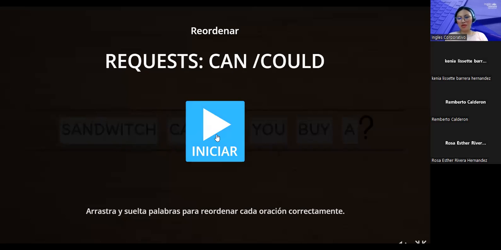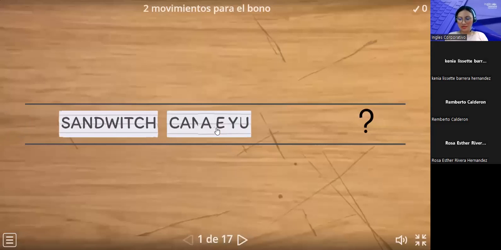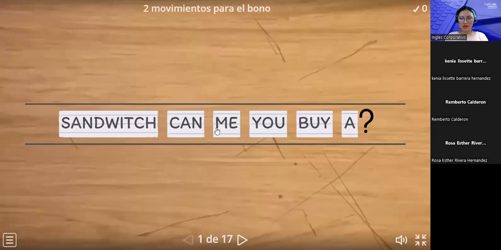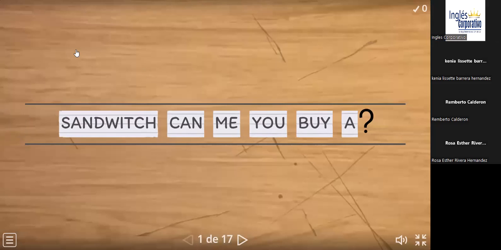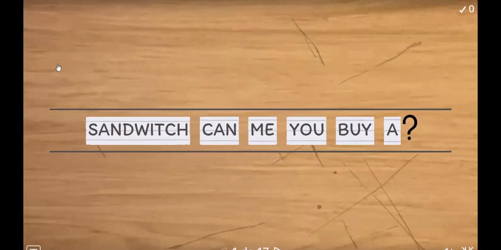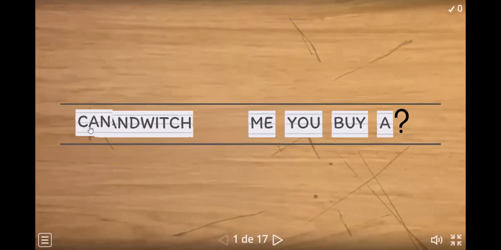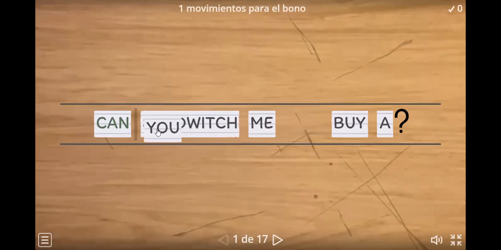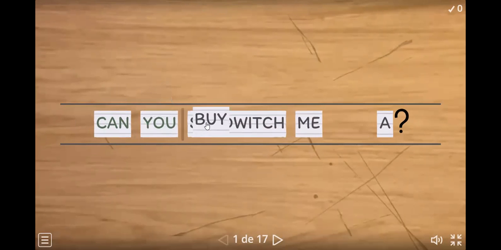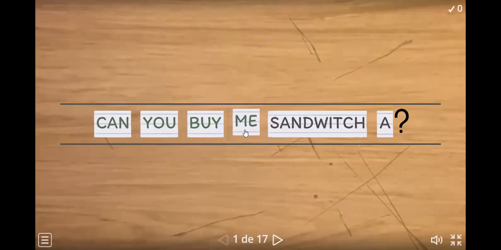In number one, what do we have right here? Take a look at the first example. How would you make a request, class? Go ahead, number one. We have sandwich, can, me, you, buy. Make the request, please. Can you buy me a sandwich? Okay, ¿a quién le harían esa solicitud?